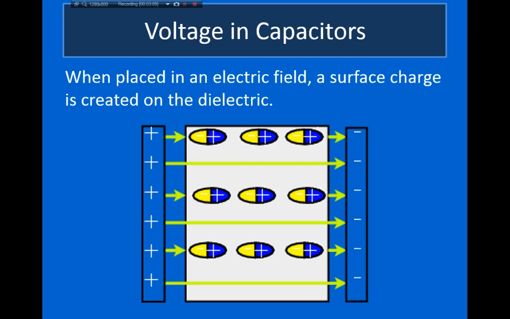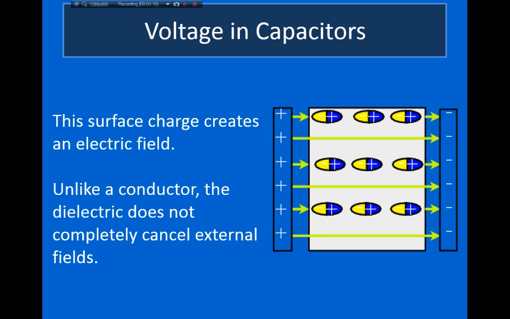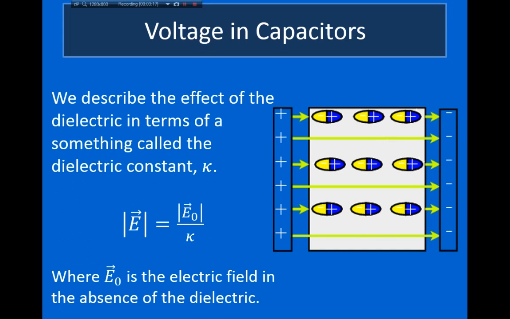So almost like a metal, remember the metals will completely cancel out the electric field inside the parallel plate capacitor. But these dielectrics, they don't completely cancel the electric field, but they get rid of a lot of it. And so what happens is that these surface charges that build up on the dielectric, they reduce the strength of the electric field between the plates of the parallel plate capacitor. And we describe the effect of this using something called the dielectric constant.